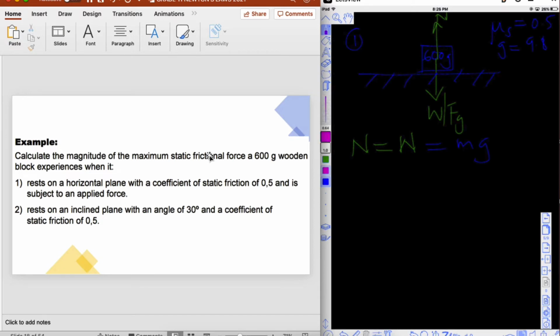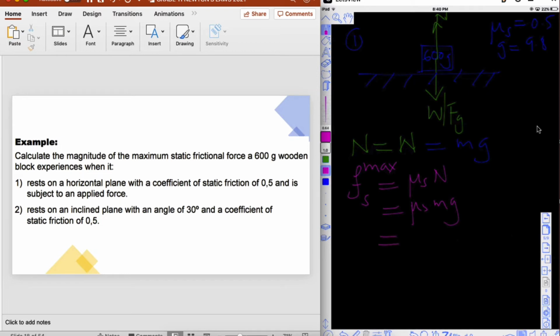Now, we know that to calculate the maximum static frictional force, we use this formula whenever an object is on a horizontal surface. So we are simply going to take our values and substitute, but before we do that, either you can calculate the normal force separately, or you can actually expand the equation and say mu s times mg, because the normal is equal to mg.